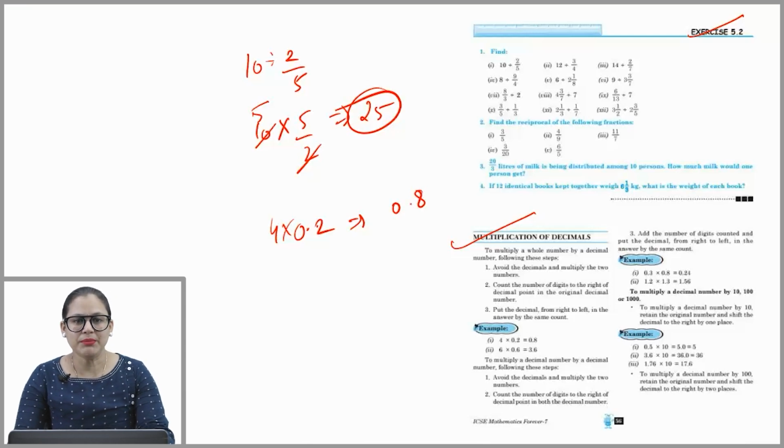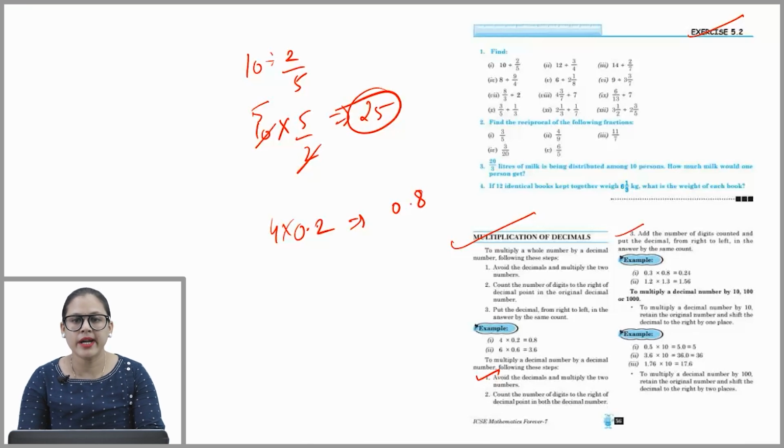To multiply a decimal number by a decimal number, follow these steps. Number 1, avoid the decimals and multiply the two numbers. Okay, first you should ignore the decimal. Number 2, count the number of digits to the right of the decimal point in both the decimal numbers. Okay.